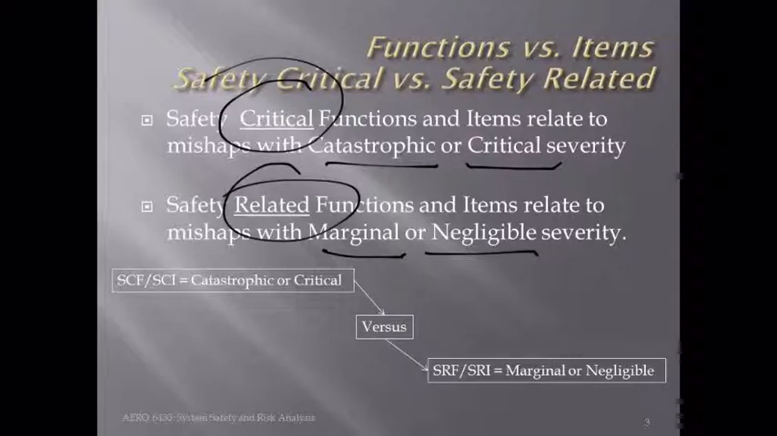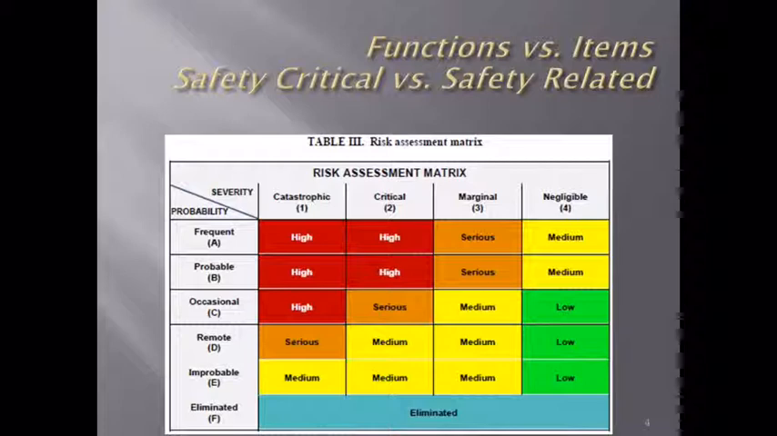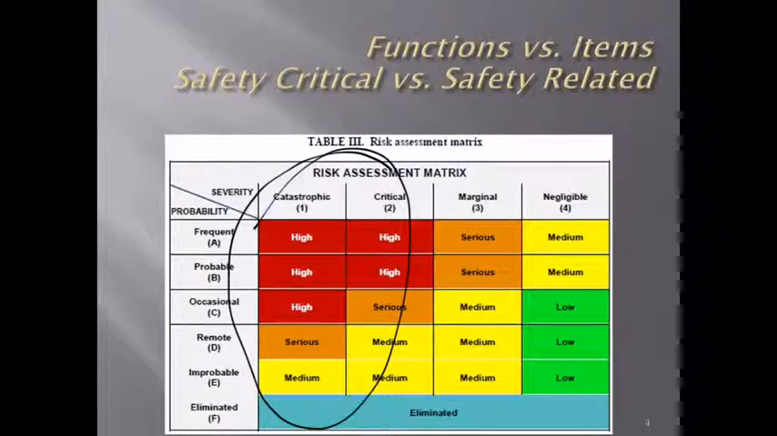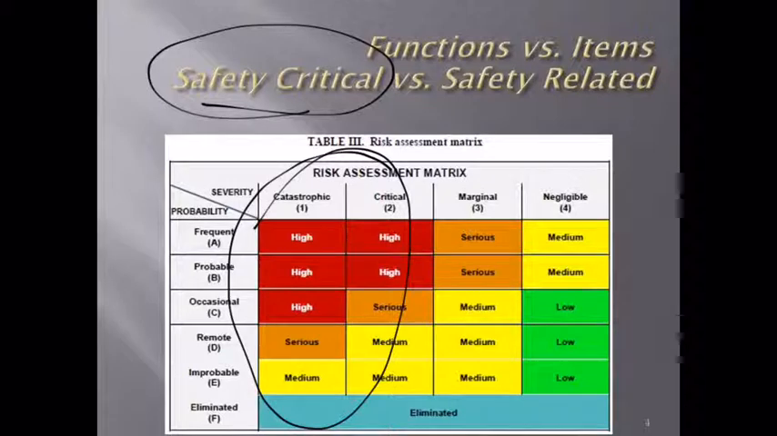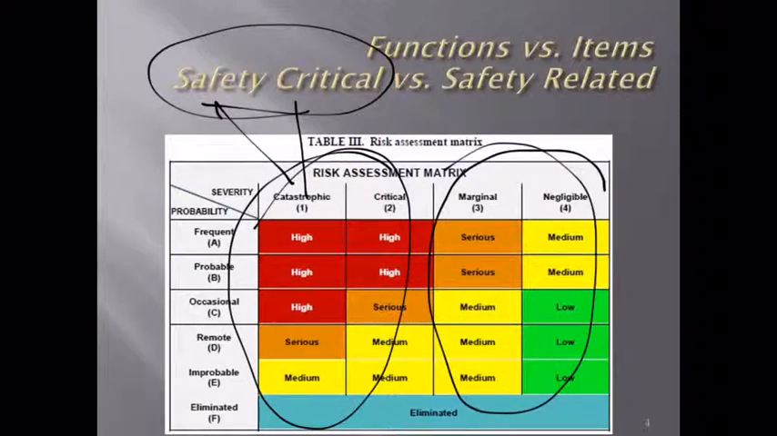Let's look at that on a risk matrix. Functional or item failures that would contribute to mishaps plotted under catastrophic or critical severity, those are called safety critical. That's where safety critical falls. Functions or items whose failure state would contribute to mishaps plotted under marginal or negligible severity are considered safety related. That's where the safety related ones fall.